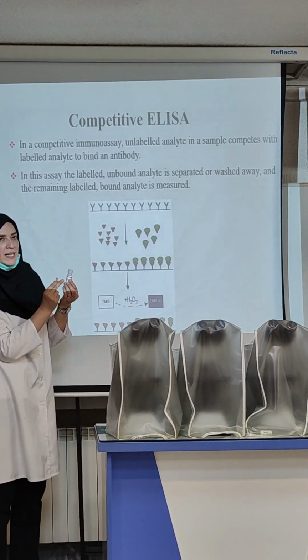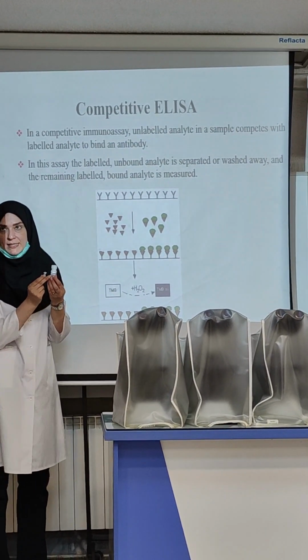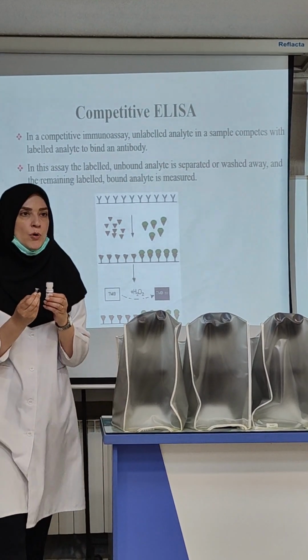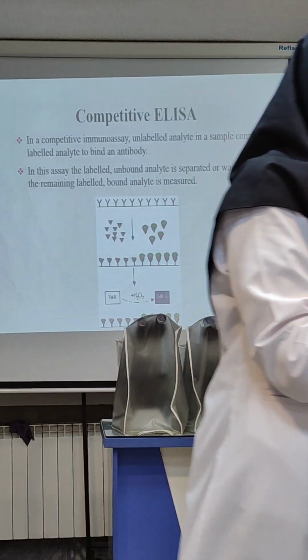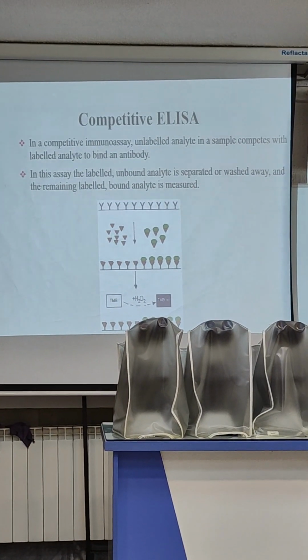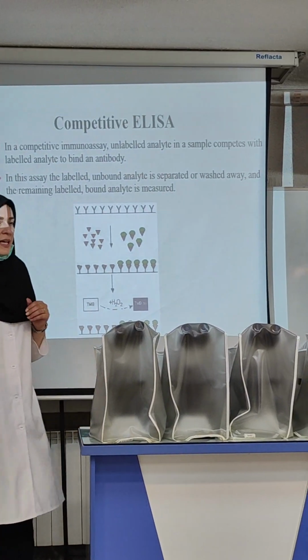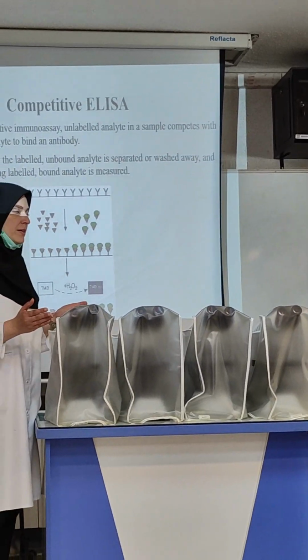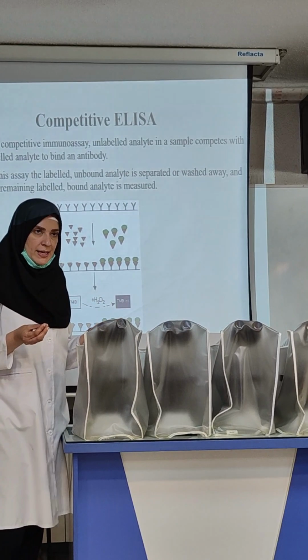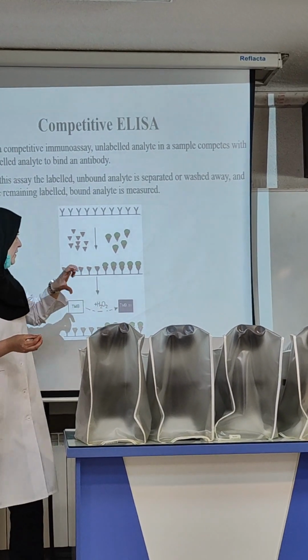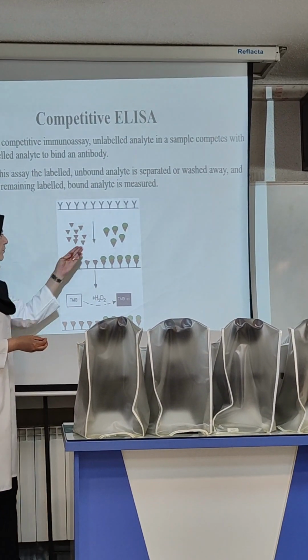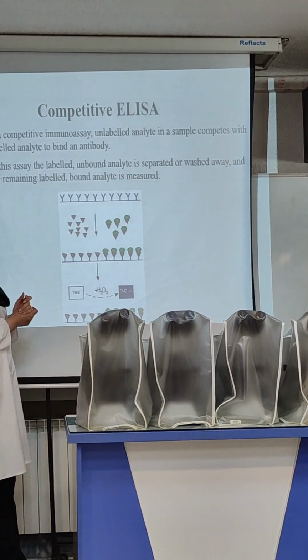HRP is horseradish peroxidase. This is the most common tracer in the ELISA. Sometimes the tracer is alkaline phosphatase, but the most common tracer in the ELISA is the HRP. HRP is a kind of peroxidase. So in the enzyme tracer, you have this kind of molecule.